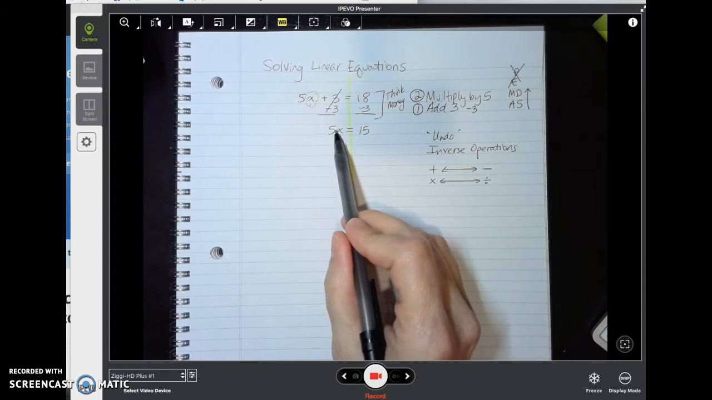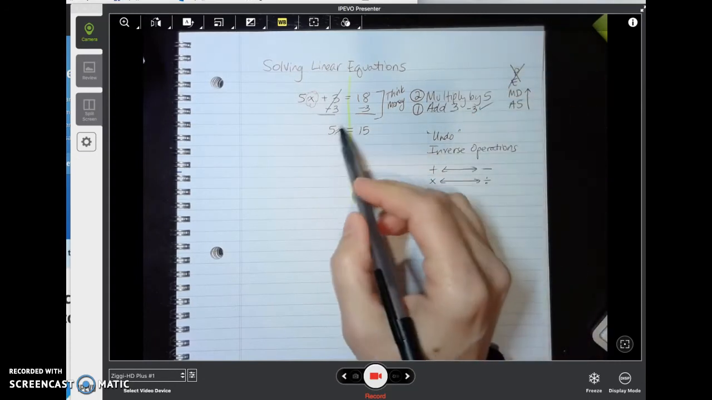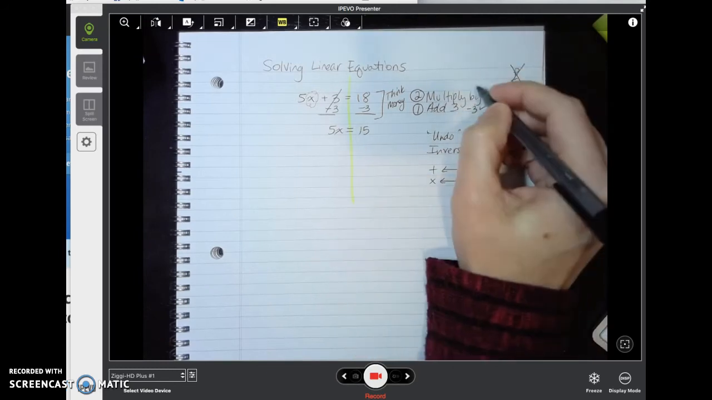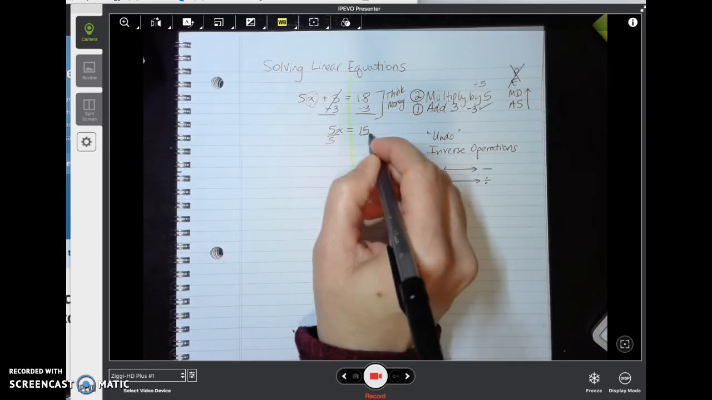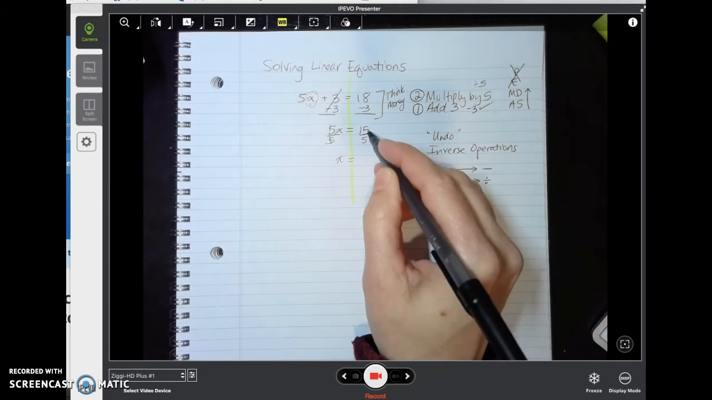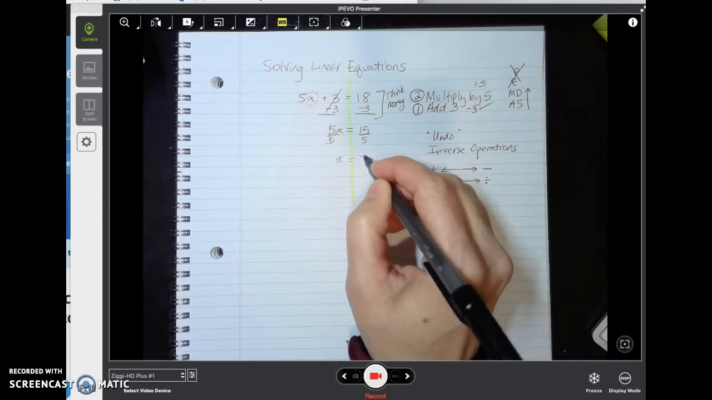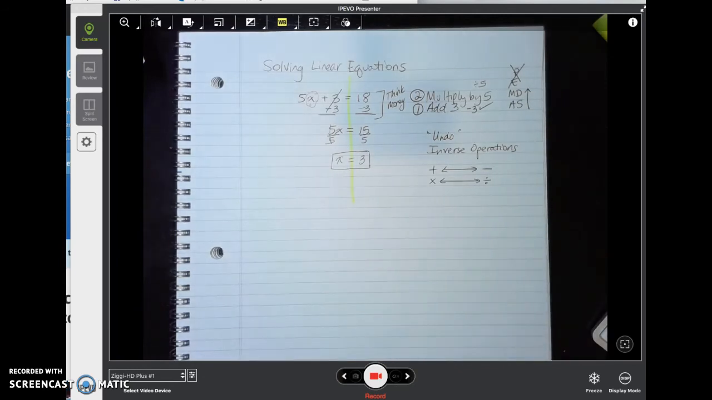So now my operation that I have left is this multiply. So I've taken care of this one. So how do I undo a multiply by 5? I use a divide by 5. And in algebra, we use a fraction bar to show divide. The 5's divide out. So I get x is equal to 15 divided by 5. And 15 divided by 5 is 3. So the solution to that equation would be 3.